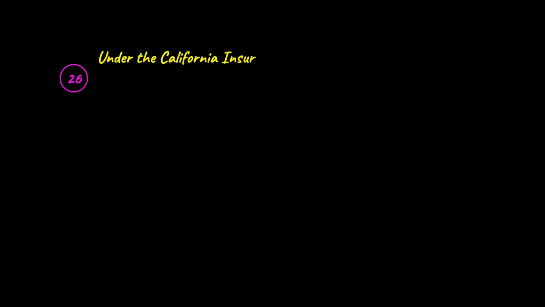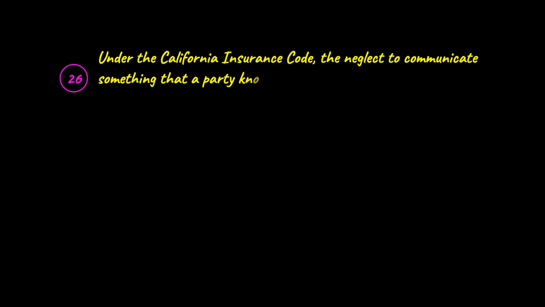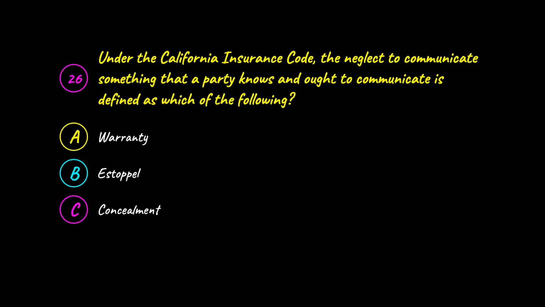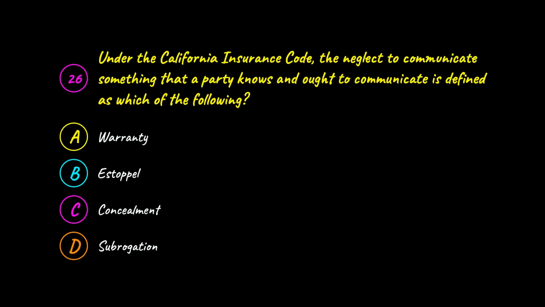Question 26. Under the California Insurance Code, the neglect to communicate something that a party knows and ought to communicate is defined as which of the following? Your options are A. Warranty, B. Estoppel, C. Concealment, D. Subrogation. Take a second. Which answer would you pick?